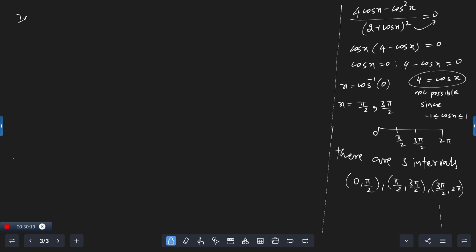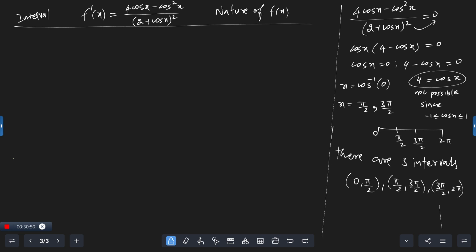First interval, next f dash of x. What is f dash of x? Can you tell me? 4 cos x minus cos square x divided by 2 plus cos x, the whole square. Okay, right. This you have to check, and the nature of f of x. All this we are going to check.